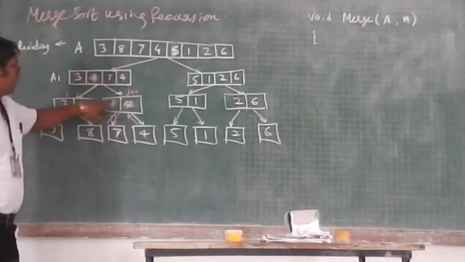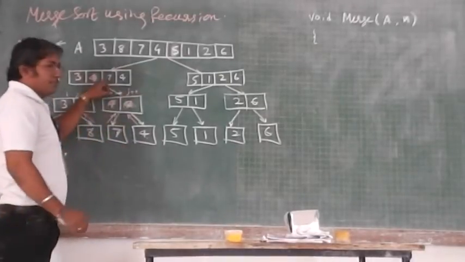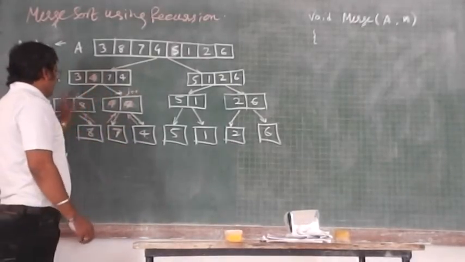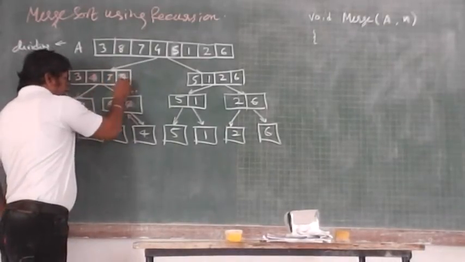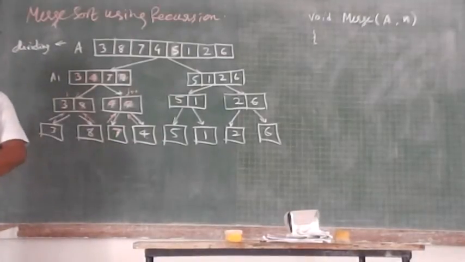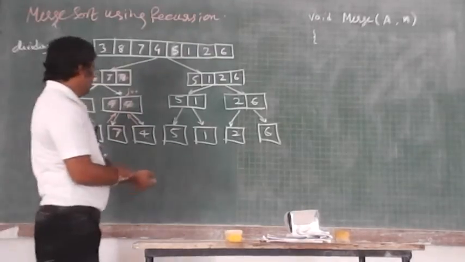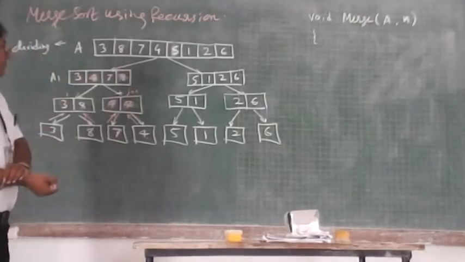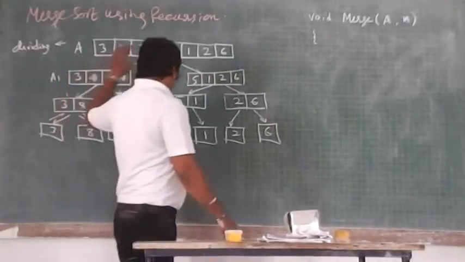This 8 and 7 I compare, I found 7 is less, I take 7 in its parent array, and then the remaining element in this array I will take. 7 came here and 8 goes here. Get it? So what next? I got the subarray of size 4, a sorted one.